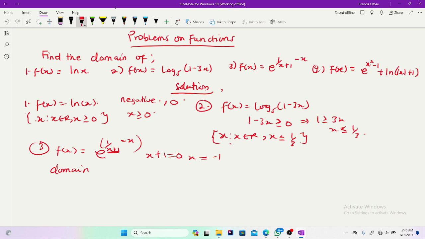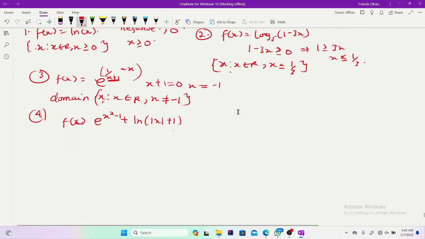For that reason, we will say that our domain is x is such that x is a member of all real numbers, right? Where x is not equal to -1. That's all. Then the fourth one. The fourth one is both exponential and logarithmic: e to the power x squared minus 1 plus natural log of the absolute value of x plus 1.